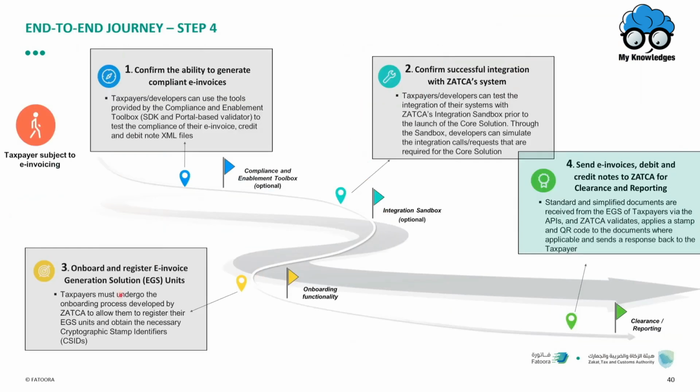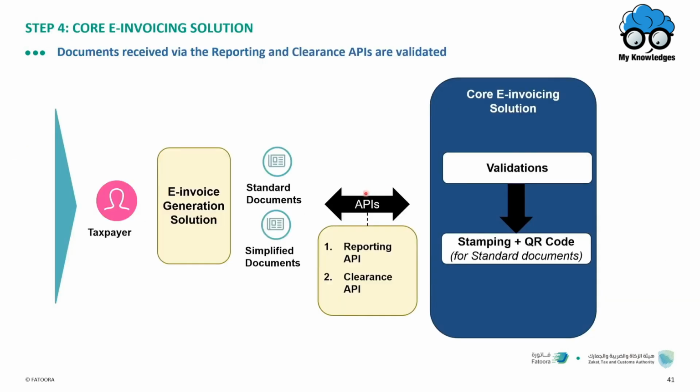Now, finally, once you have onboarded your devices, and only then, you can start sending invoices to the Zatka e-invoicing platform in a clearance or reporting model, depending on the type of business that you are dealing with. Basically, if you're dealing with a B2B transaction, we're going to use the clearance API, which is for the standard document. And if you're dealing with a B2C transaction, then you're going to send simplified documents in a reporting API.